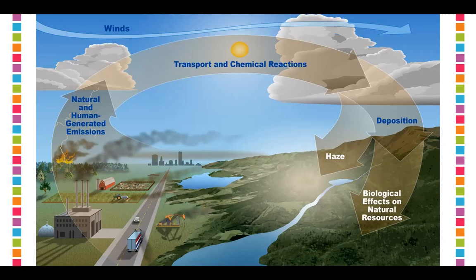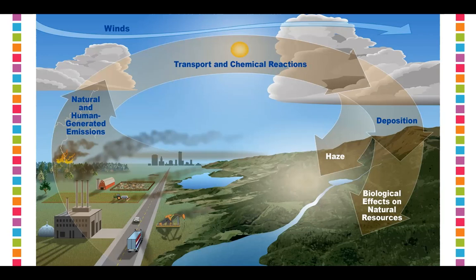Sometimes chemical reactions in the atmosphere can change air pollutants before they're even deposited, so that you can put up one, what we would call a primary pollutant, and it would be converted into a secondary pollutant before it actually falls back to the ground. Okay. Pollutants in the air then can recreate haze.